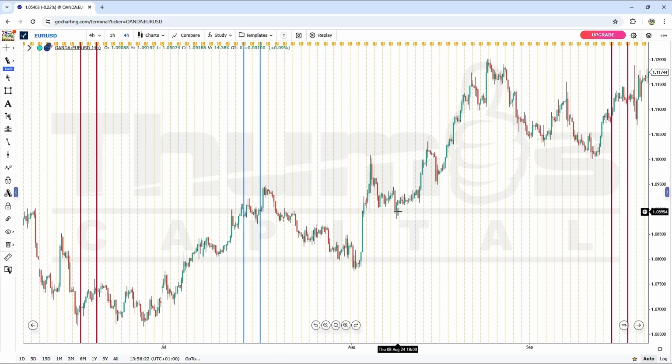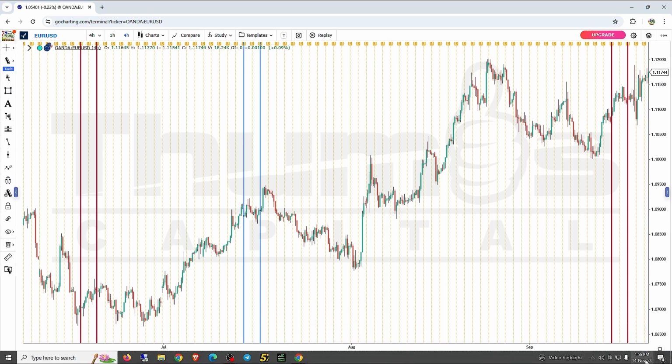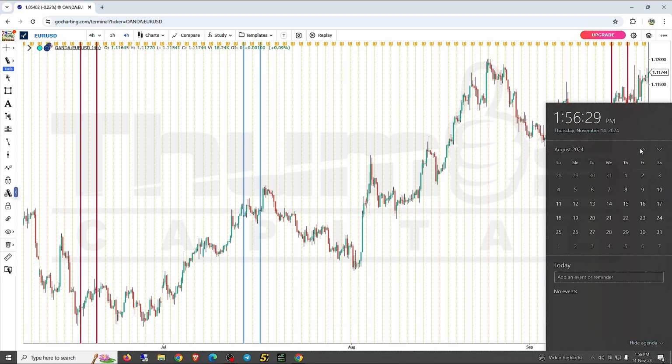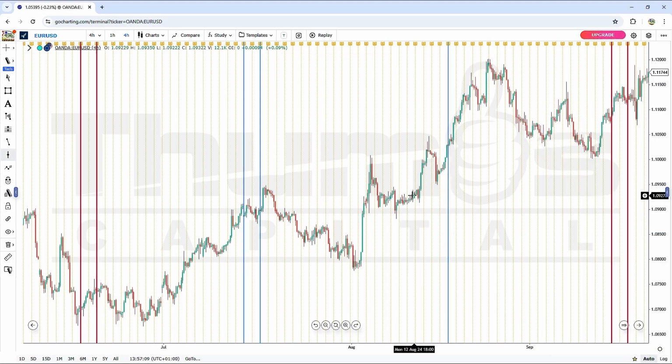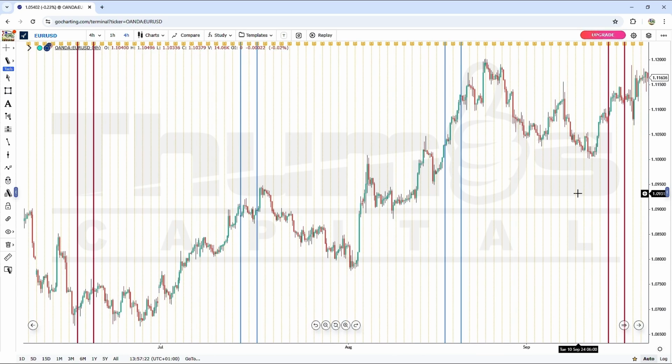So the next one is the August monthly contract. Let's go back to the calendar to check the exact date. This is August. As you can see, the first Wednesday of the month is the 7th. Then we have 14th and 21st. That means the Monday, Tuesday that will be used to open that monthly contract is the 19th to 20th of August. So we are going to mark the open of the 19th and the open of the 21st. Now we have the quarterly contract marked and the monthly contracts within the quarterly contract also marked.